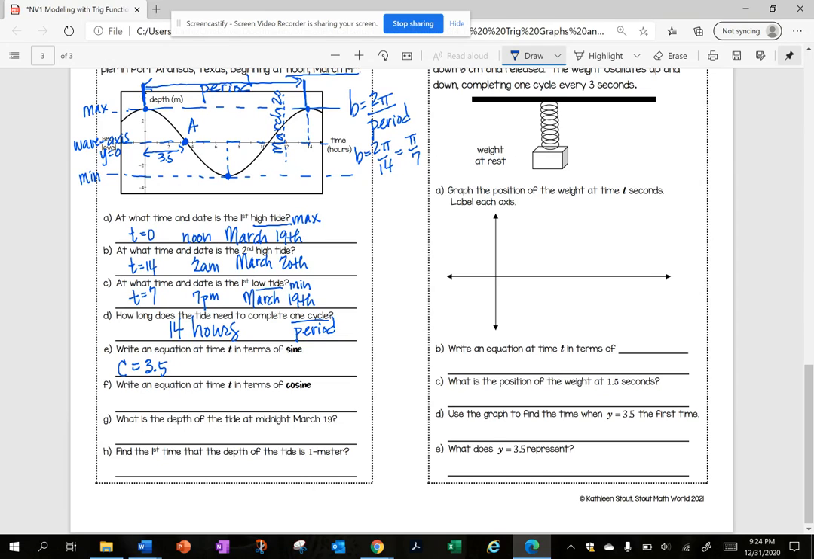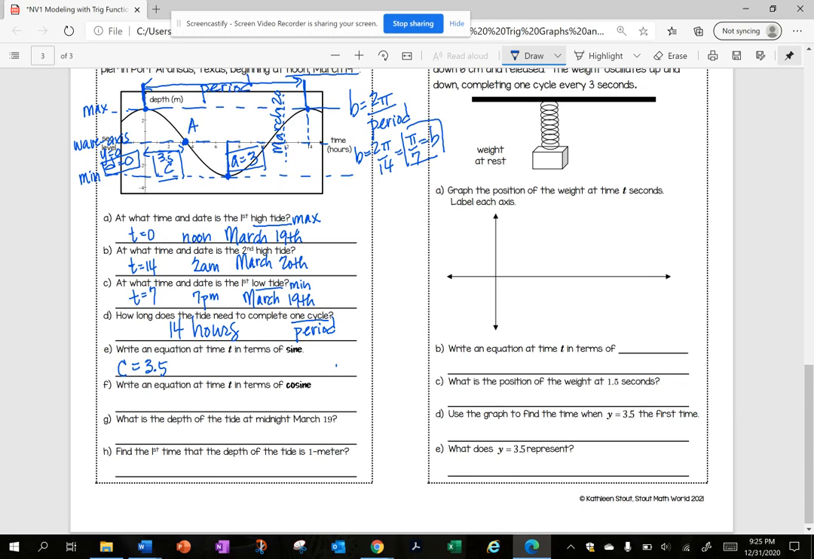My amplitude A is 3, so that's going to be from a minimum or a maximum to the wave axis. And my D value is what the wave axis is on. And since the wave axis is y equals 0, my D value is 0. So my A is 3, B is pi over 7, C is 3.5, and D is 0.